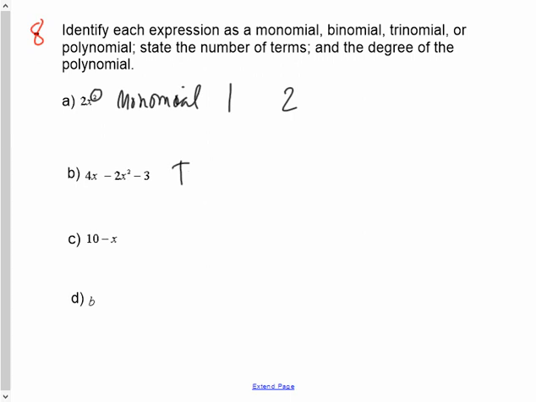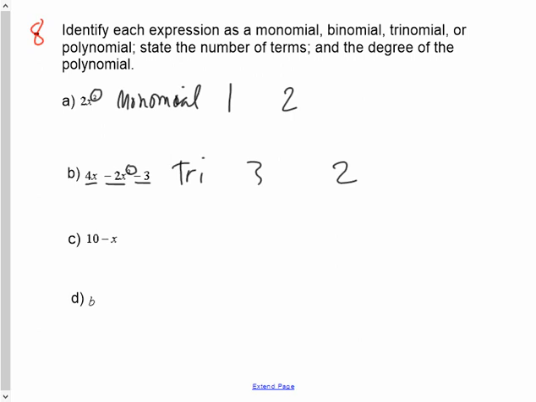The second one is a trinomial, which means there's 3 terms: 1 term, 2 terms, 3 terms. And the degree of the entire polynomial is 2 because the highest degree term is the second term, which has a degree of 2. So the entire trinomial has a degree of 2.